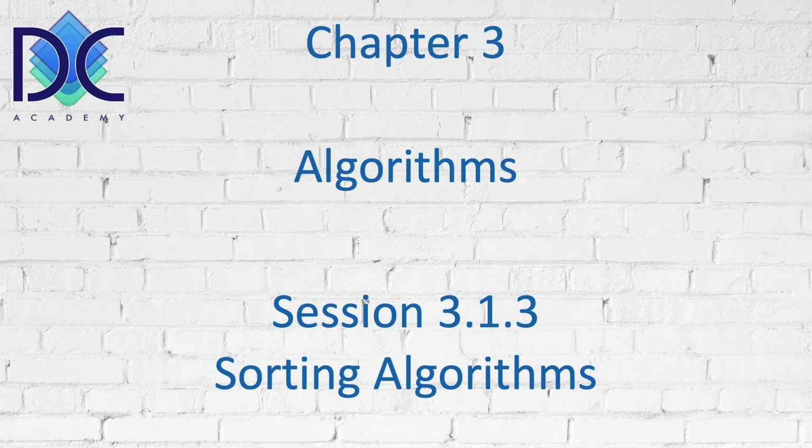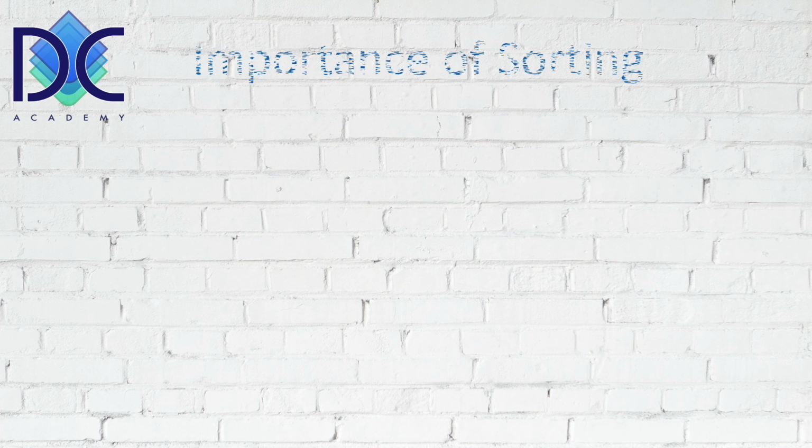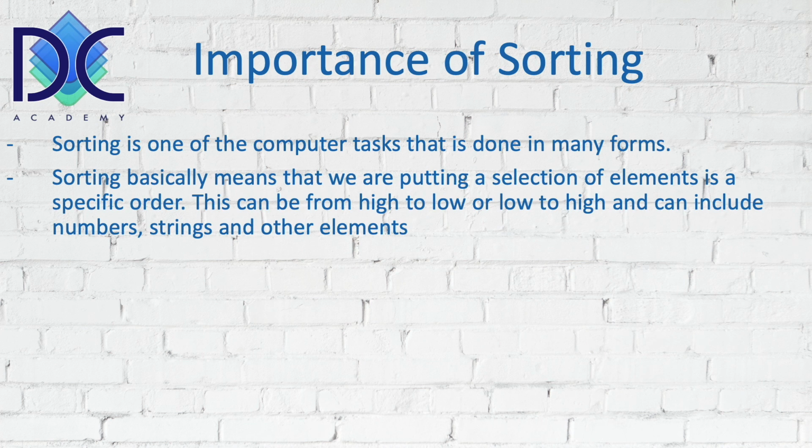Now, this course is not about algorithms. There are different courses related to algorithms. In this case, we're looking at the general aspects of sorting algorithms, the principles, and of course, in follow-up courses related to algorithms, we will talk about these things in more detail. Now, when we look at sorting, like I said, sorting is done a lot in computers. What it means is that we are putting a selection of elements in a specific order. We can sort them from high to low, low to high. We can include numbers, strings, and other elements.